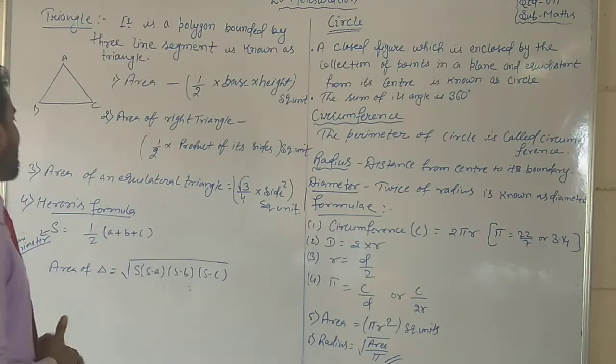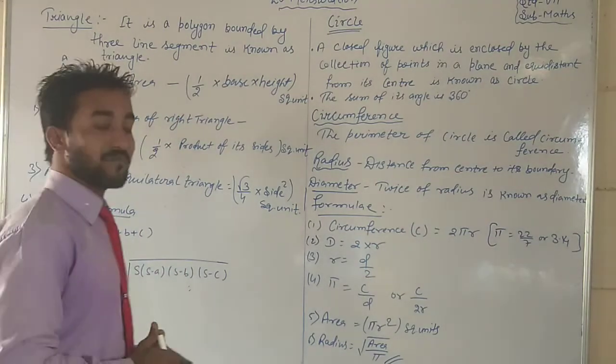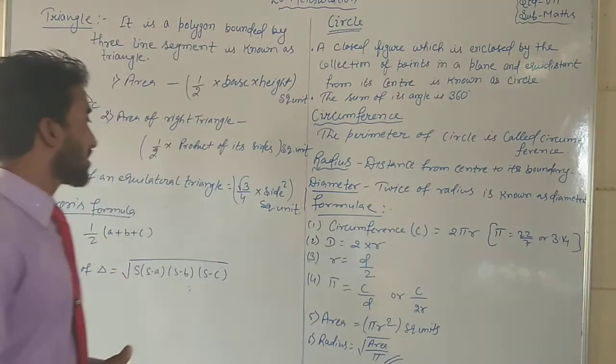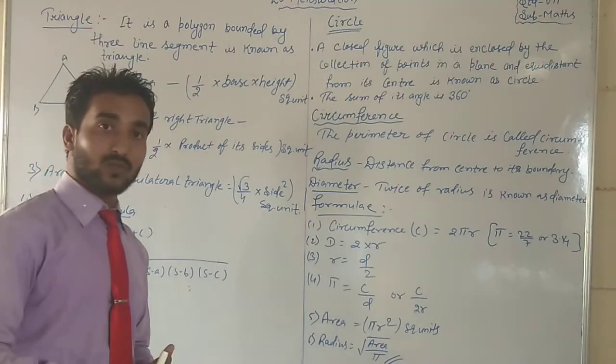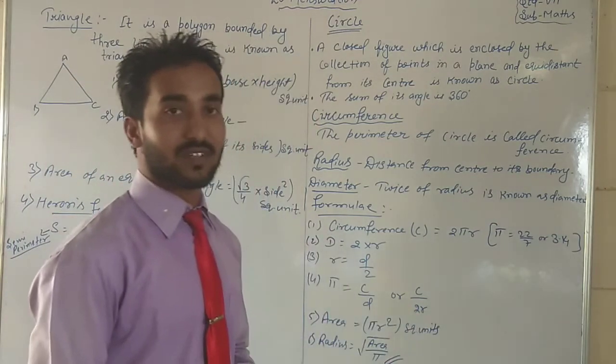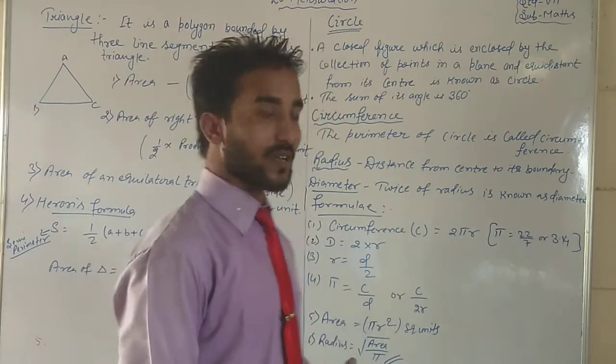So the next thing is the area of an equilateral triangle. What is the area of an equilateral triangle? It is equal to √3/4 into side a square. √3/4 into side a square. Whatever side is given, that side squared.